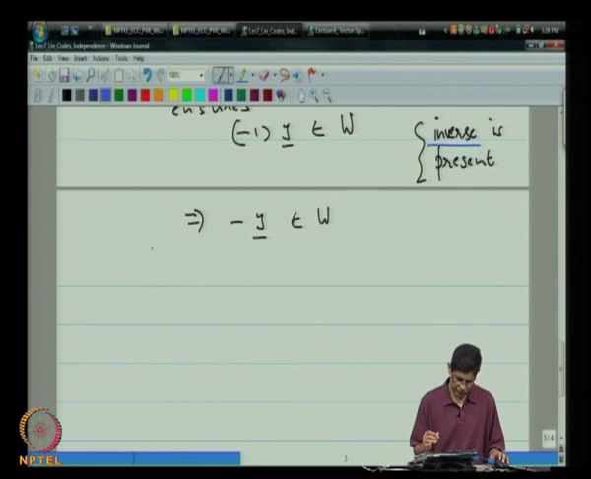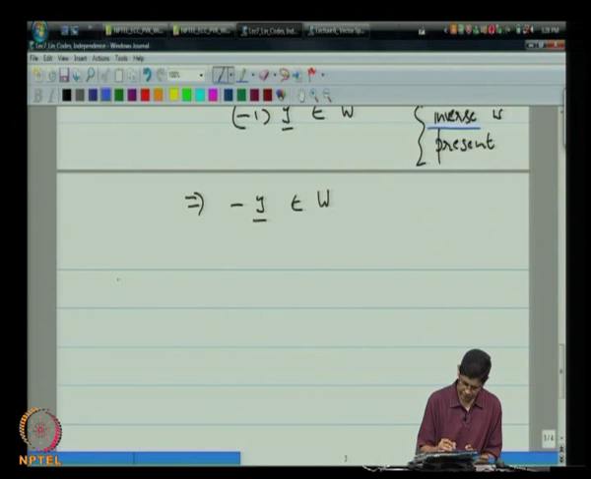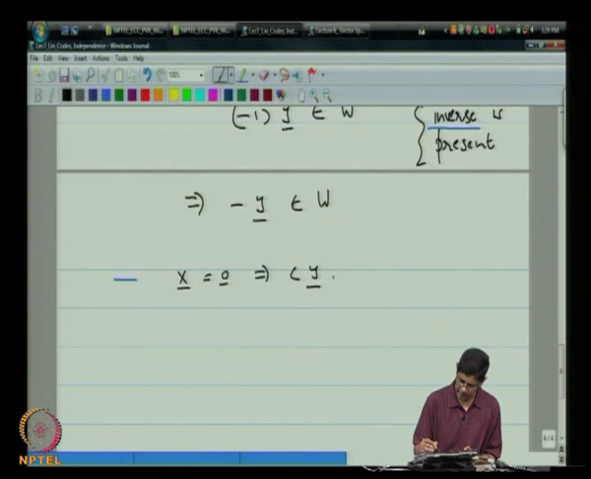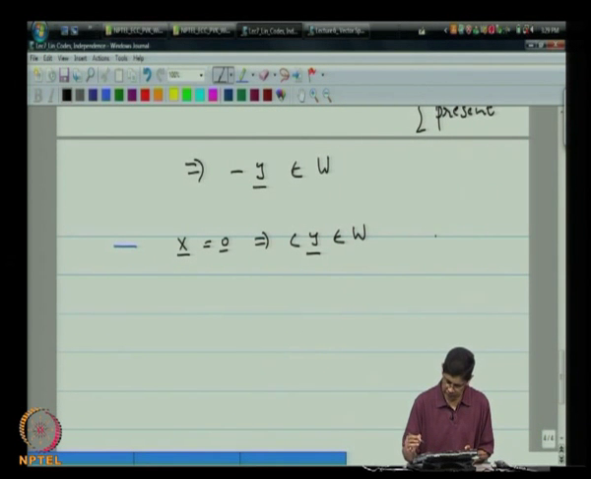And lastly, checking that setting x to be 0 ensures that C times y belongs to W. So, this is verifying closure under scalar multiplication.